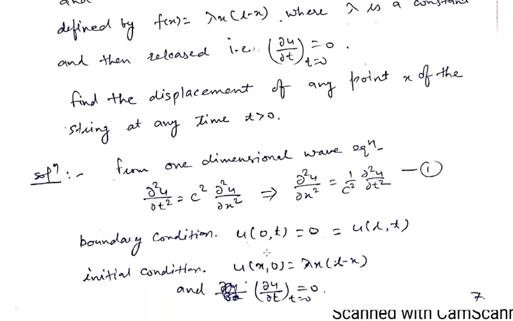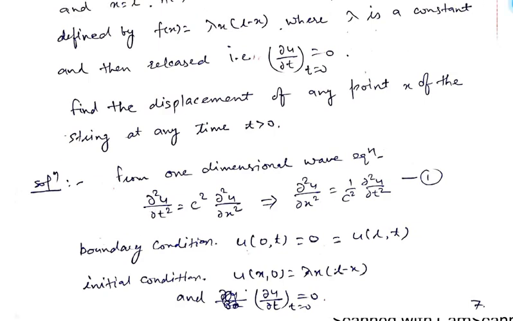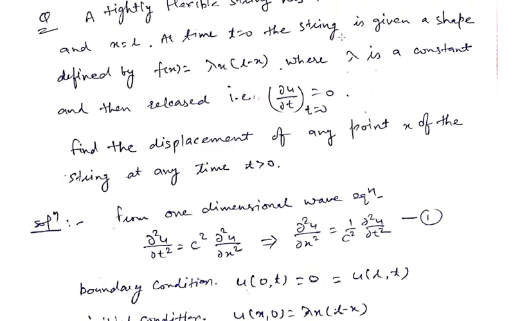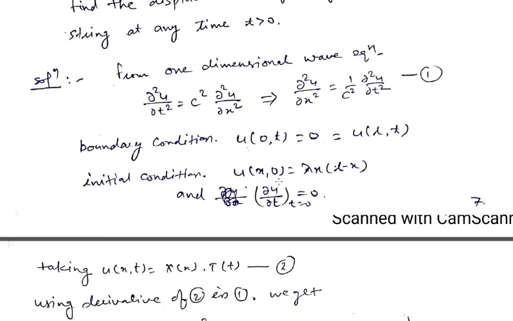And now the initial condition. As it says, at time t = 0 the string is given a shape defined as f(x) = λx(L − x). It means at t = 0, u will be λx(L − x). So u(x,0) = λx(L − x). And at that time t = 0, ∂u/∂t will be 0. When we differentiate it partially, we get 0, so initially the partial derivative of u with respect to t is 0.